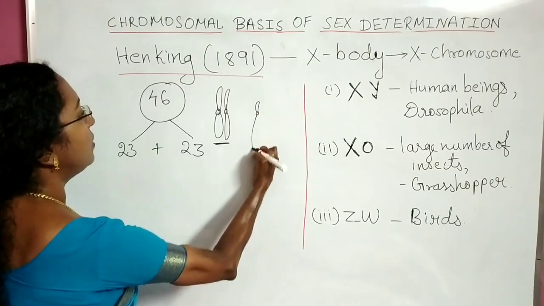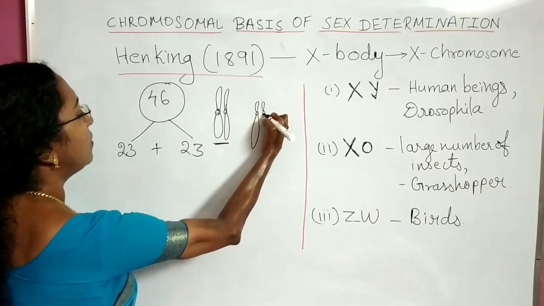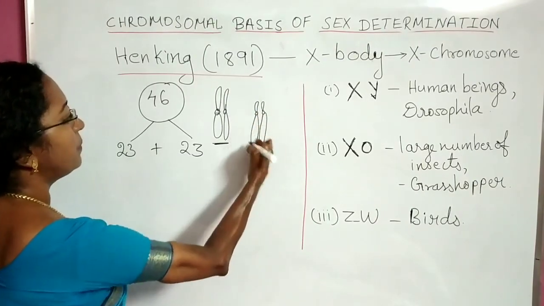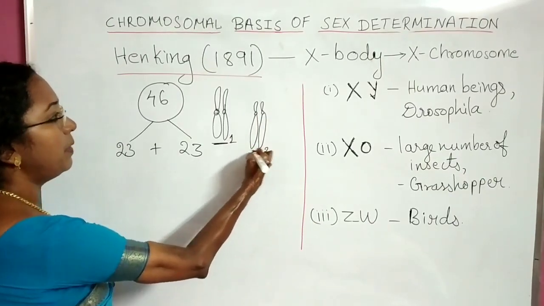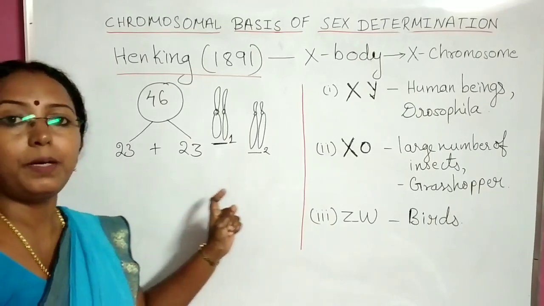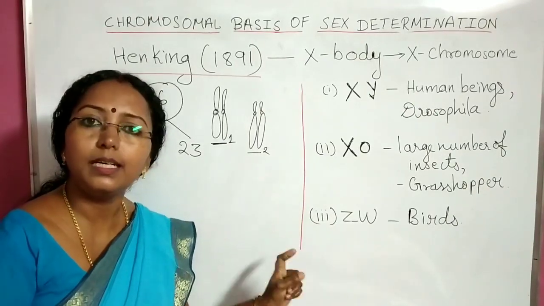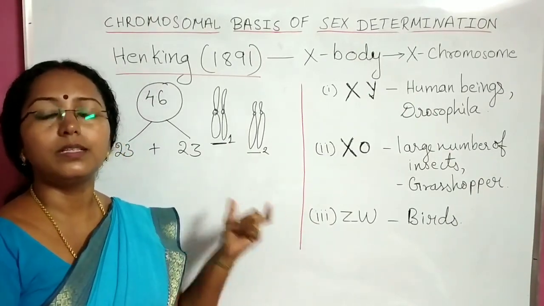Again, this is another chromosome that I have drawn. See, its shapes are different. So this is another pair. This is one pair, this is second pair. Likewise, how many pairs are there? There are 23 pairs of chromosomes in a human cell.